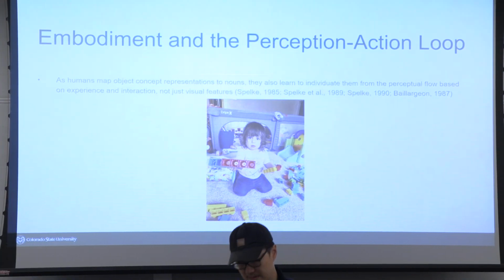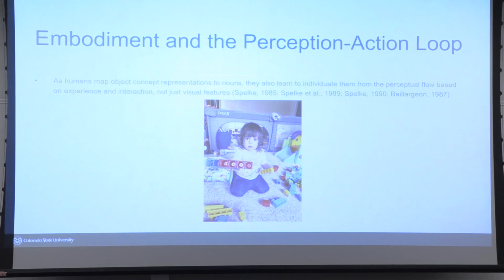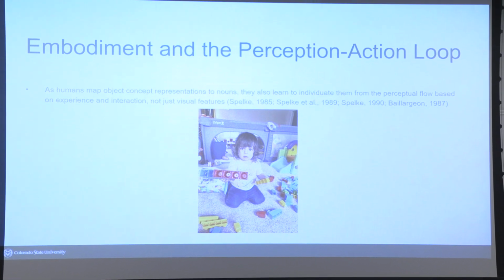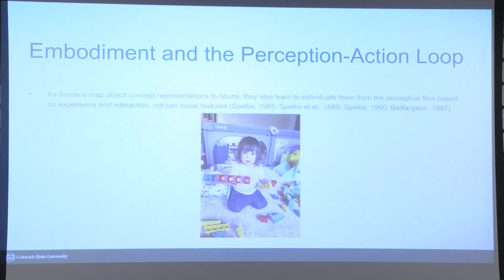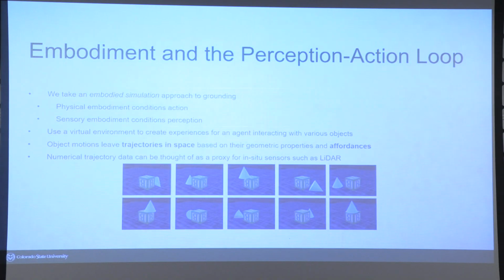A non-trivial amount of my lab's research comes from me watching my children play with objects, specifically my daughter play with blocks. So here she is. From the prior literature in developmental psychology, there comes this notion that as humans are mapping concept representations to things like nouns, they're also at the same time learning to individuate them from the perceptual flow. And this is done not just based on visual features, but also based on the experience in interacting with those things.